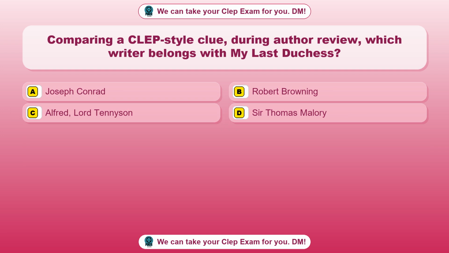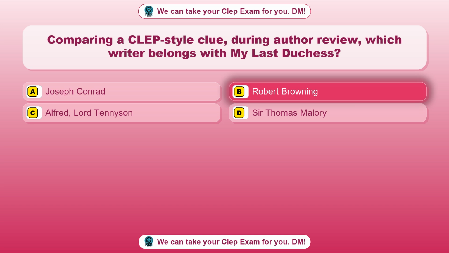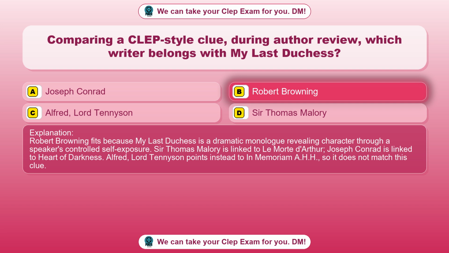Question 13. Comparing a CLEP-style clue during author review, which writer belongs with My Last Duchess? Option A. Joseph Conrad. Option B. Robert Browning. Option C. Alfred, Lord Tennyson. Option D. Sir Thomas Malory. The correct answer is option B. Robert Browning. Robert Browning fits because My Last Duchess is a dramatic monologue revealing character through a speaker's controlled self-exposure.